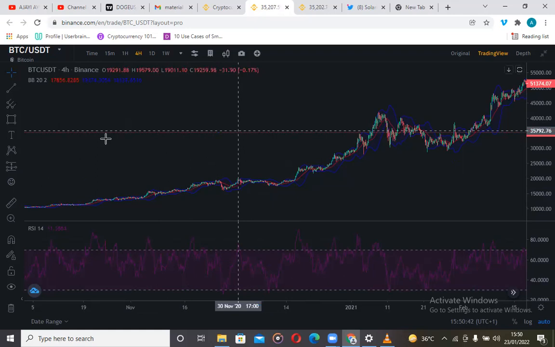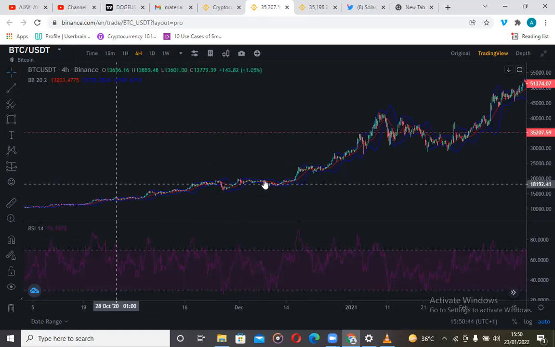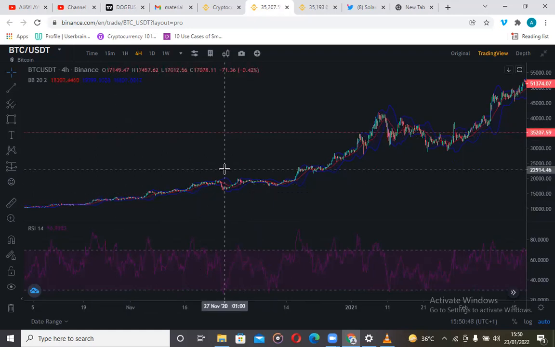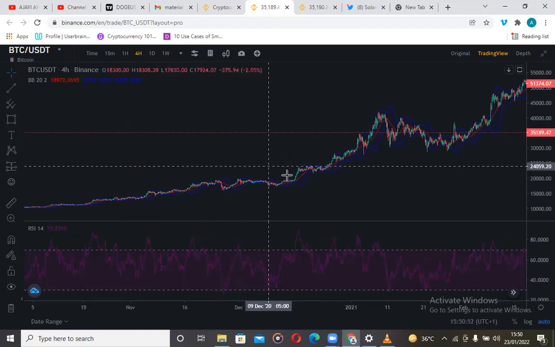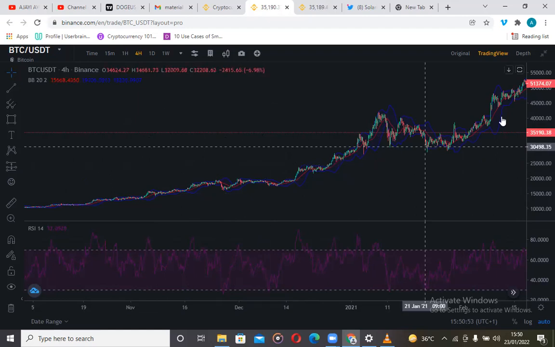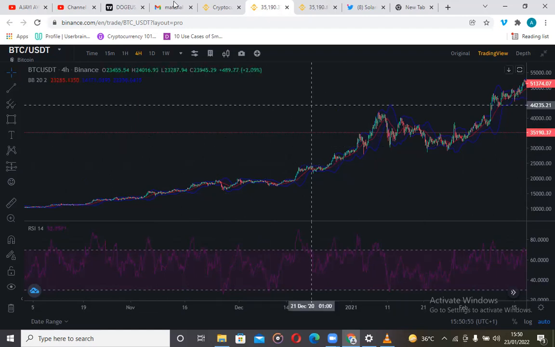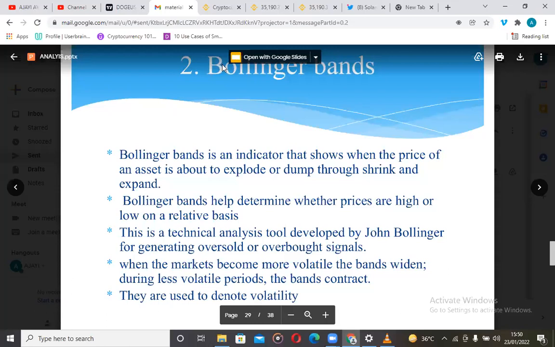But you don't actually use your RSI with it all the time. I use it only some of the times. So when it's shrinking, then you need to buy. Then you buy and it pumps. So that is how to use it. Think about it.